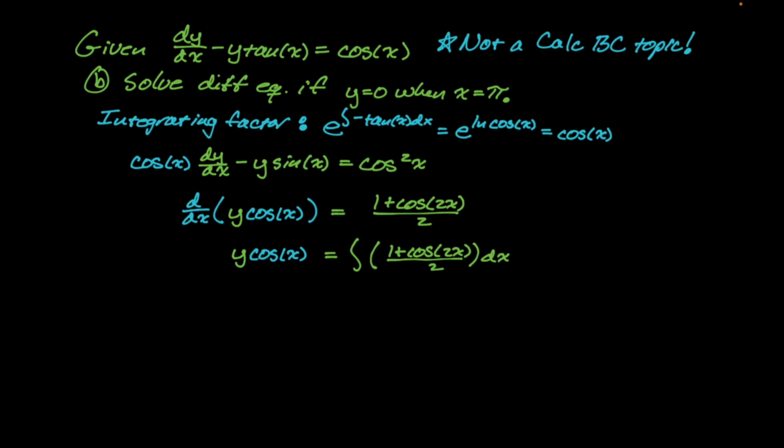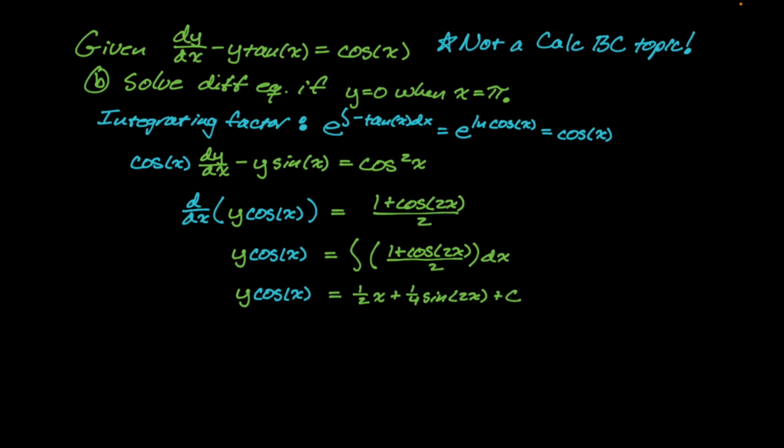And then I need to integrate the right-hand side. But if you've done enough problems with integrating powers of trig, you've integrated this probably a ton of times. It comes up a lot. So this is going to give us y times cosine of x equals 1/2 x, plus 1/4 sine of 2x, plus c.